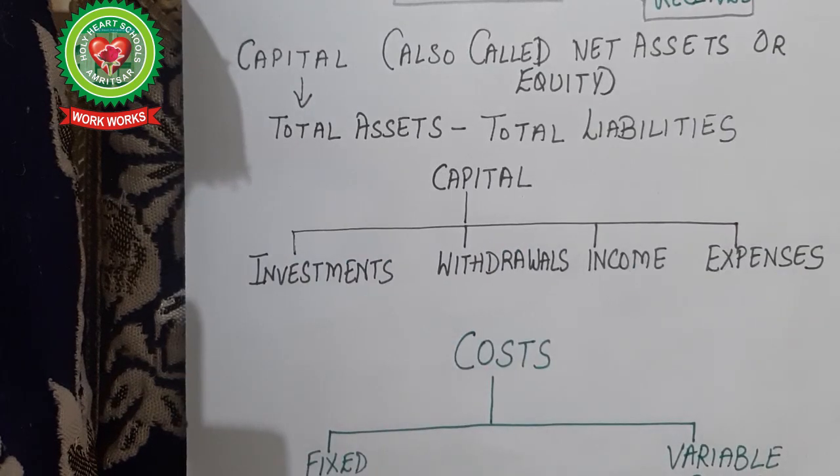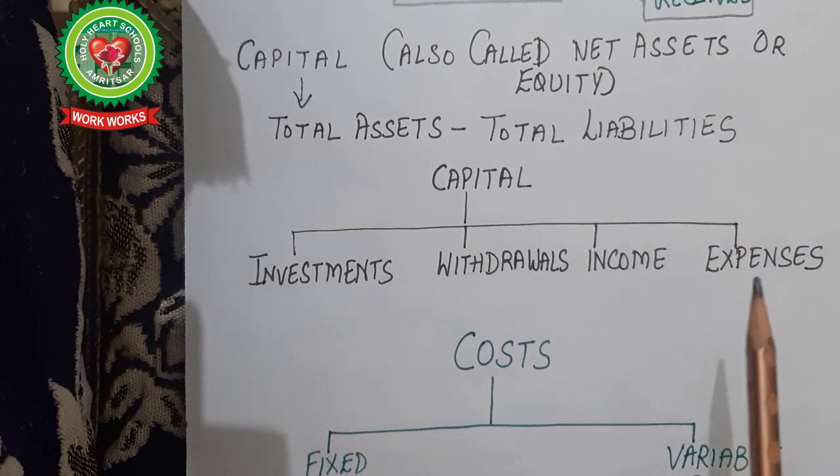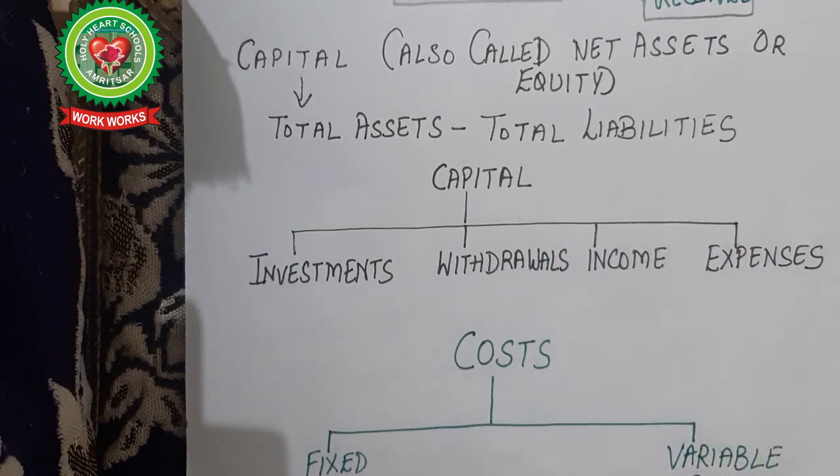The capital which we invest in the business is also called net assets or equity. Total assets minus total liabilities is called capital. Capital has four main parts: investments, withdrawals called drawings, income and expenses. These are all four important components of capital.